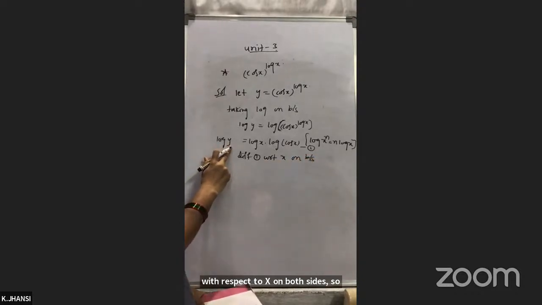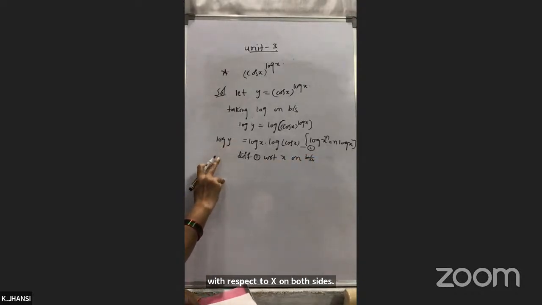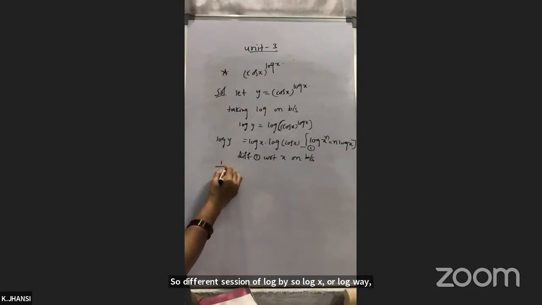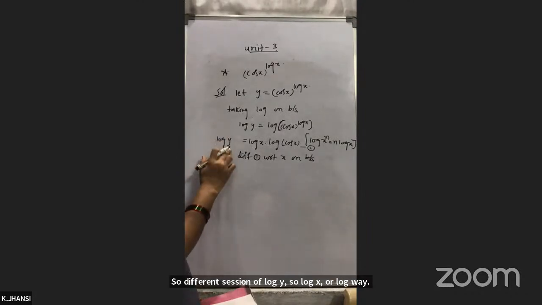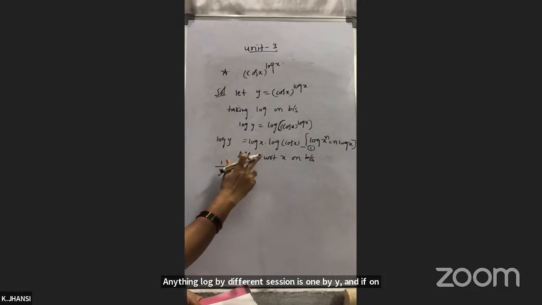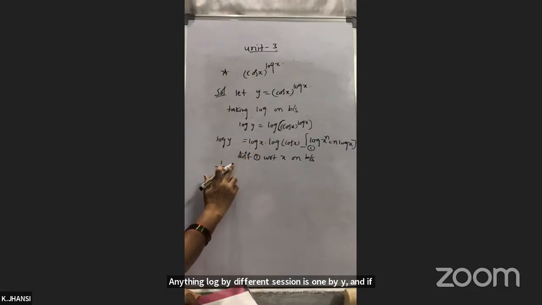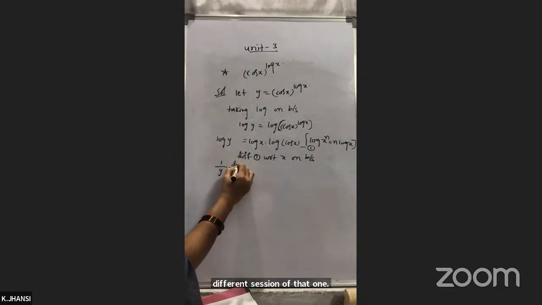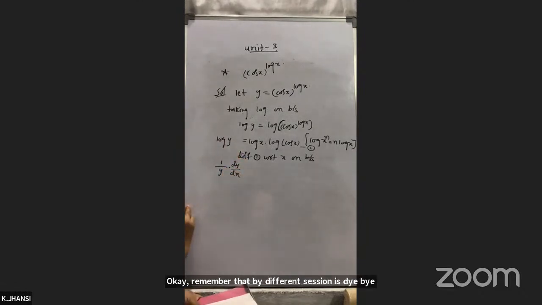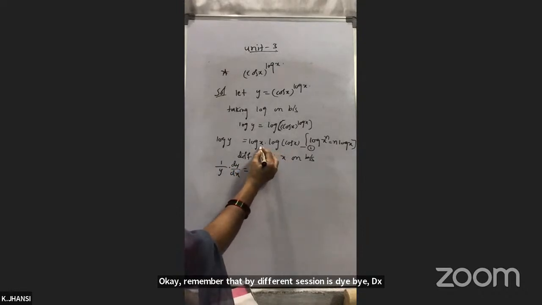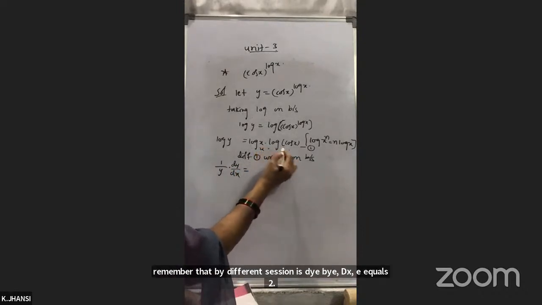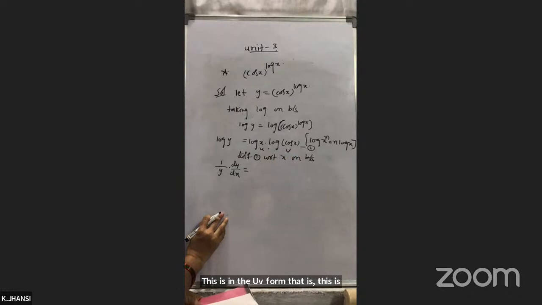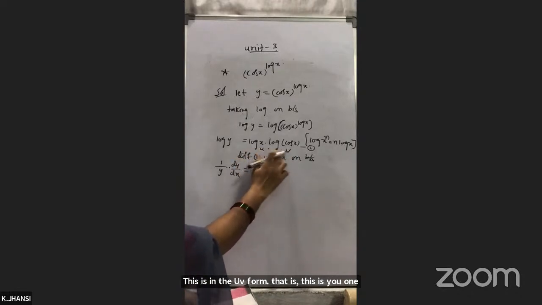The differentiation of log y is 1 by y. And if you have any variable other than x, you have to write the differentiation of that one. Remember that: y differentiation is dy by dx. This is in the uv form, where this is u, one function, and this is v, another function. So here we have to apply the uv rule.